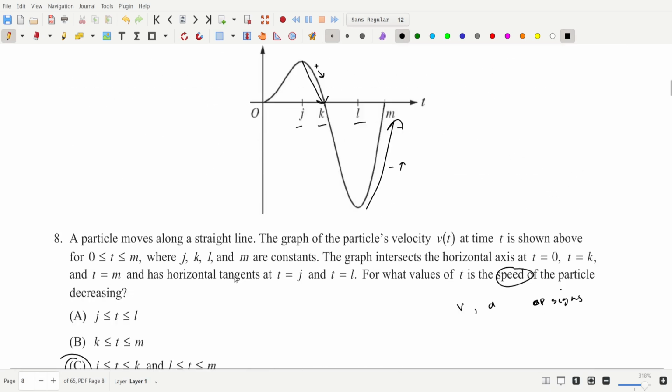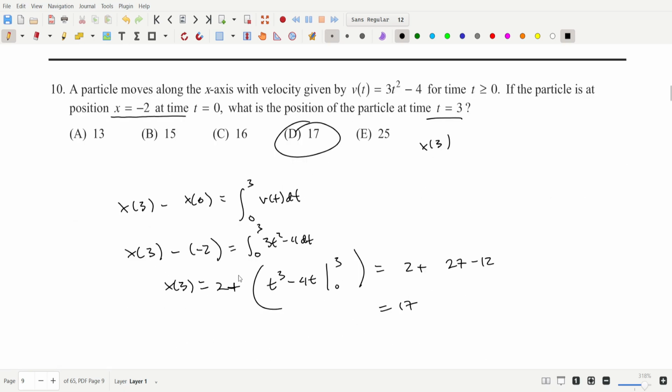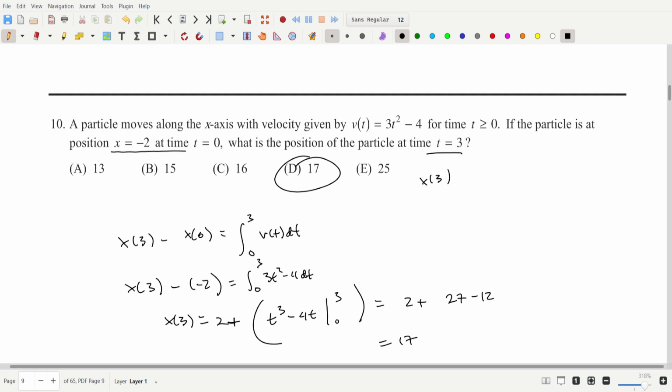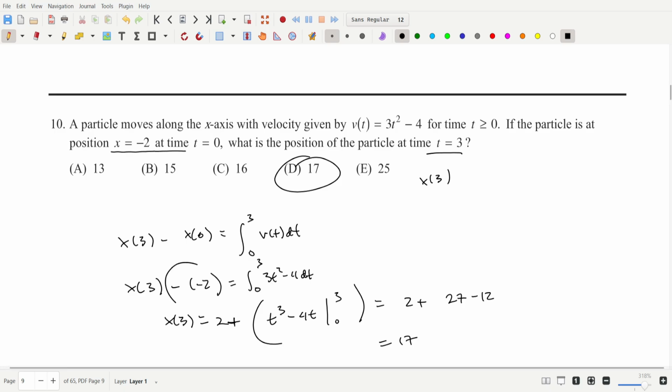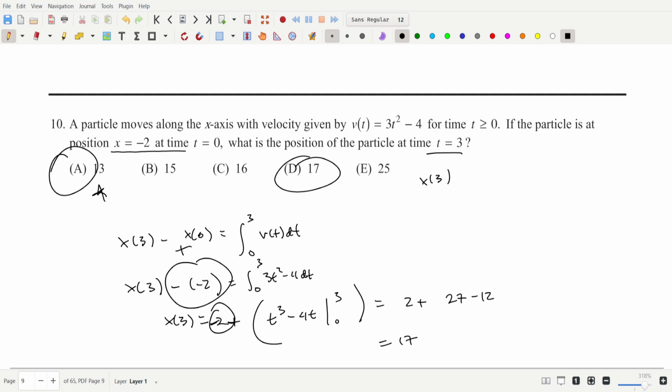10. Probably just integrated this incorrectly. Okay, let's double check. Particle is at position x equals negative 2 at time. It's a negative 2. That's so annoying. Yeah, sign error there, right? So it's actually going to be 13. Okay. So two sign errors and just a careless u sub thing. Sad.